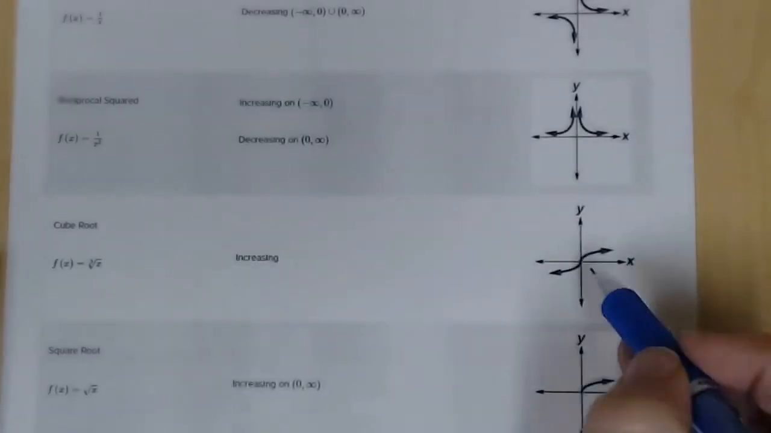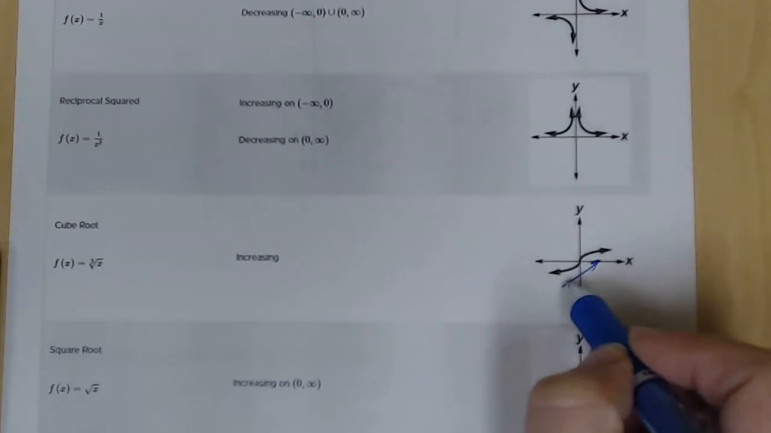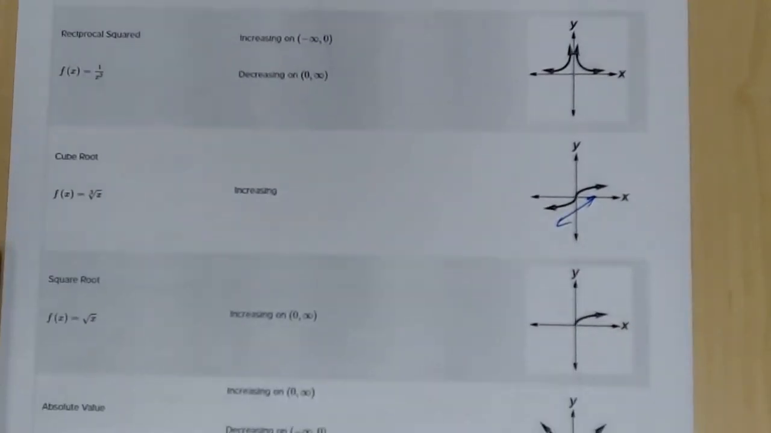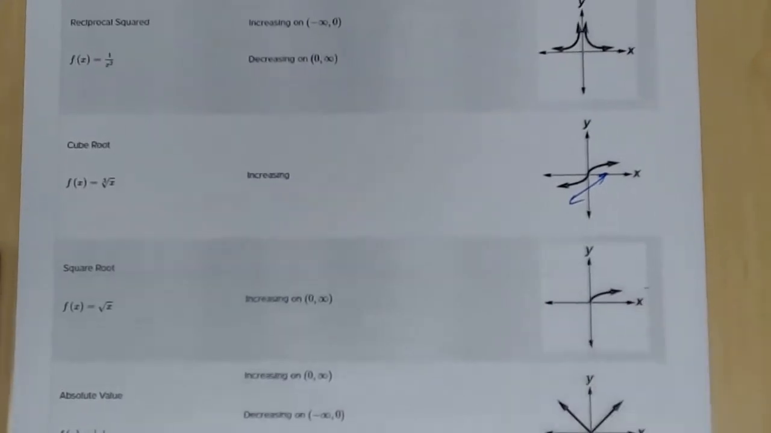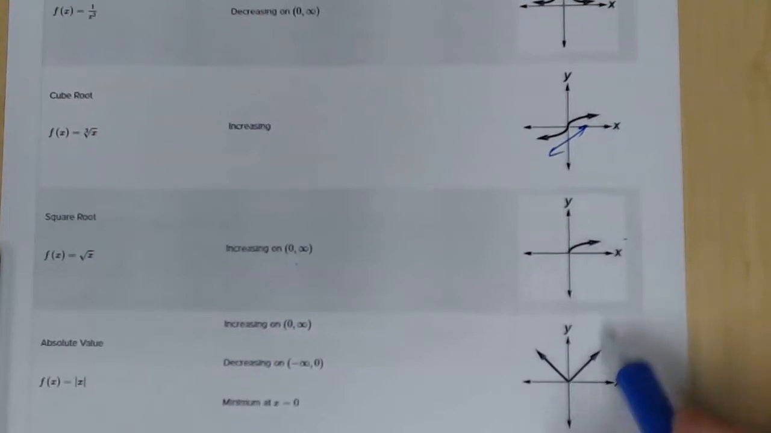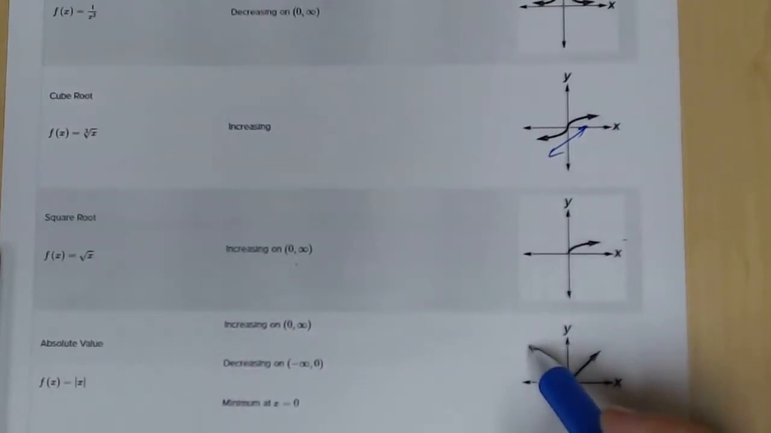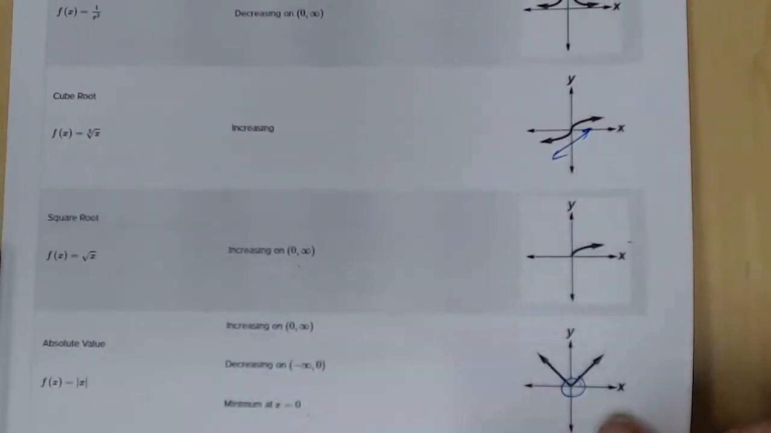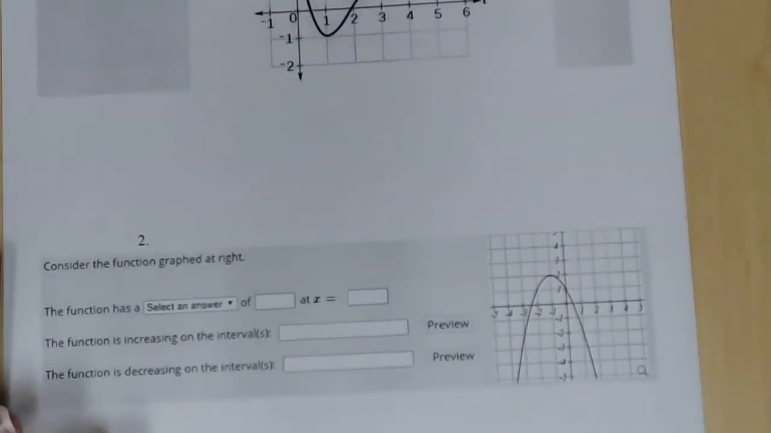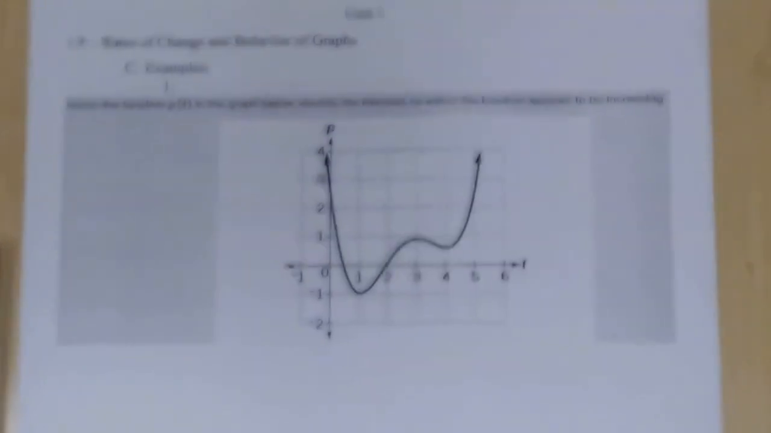The cubic root, this one is like the cubic. It's always increasing. Square root is from 0 to infinity. It's always increasing. Goes back to domain. The absolute value function is increasing on the left. It's decreasing on the right. And it has a minimum at 0. And again, you can see we did not include 0 in that notation with increasing, decreasing. So all that being said, let's do some examples.